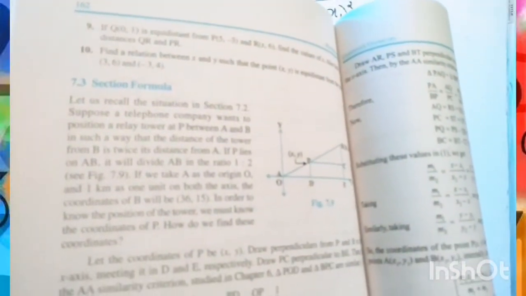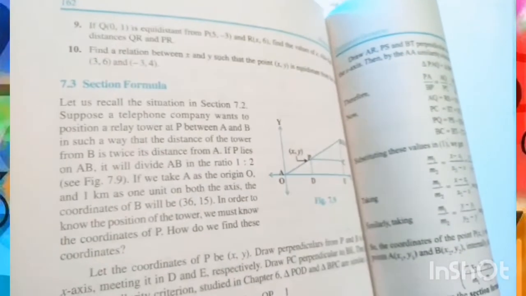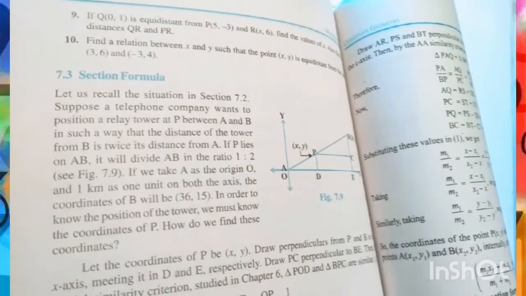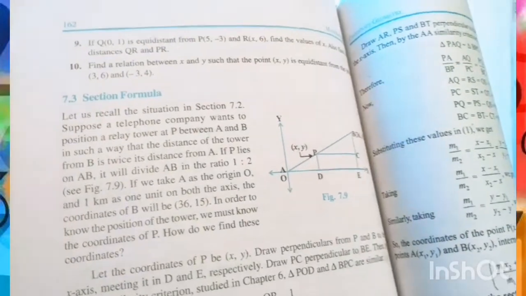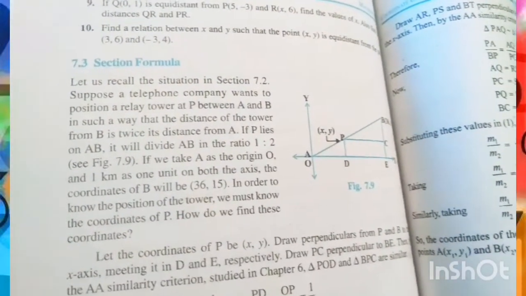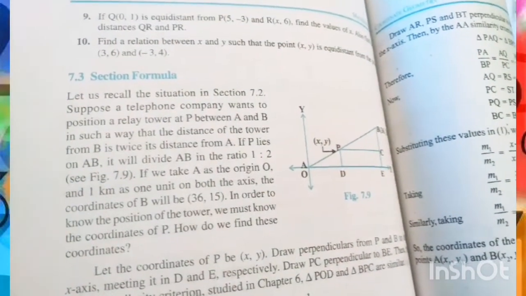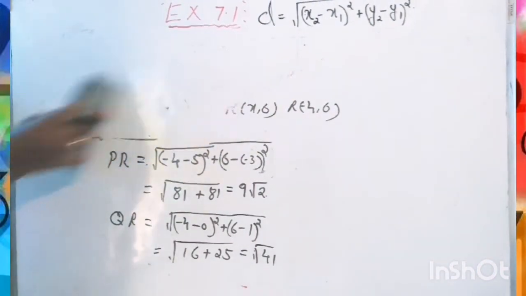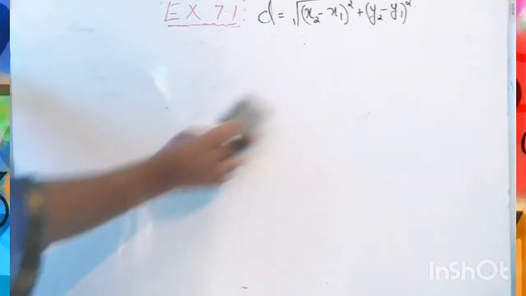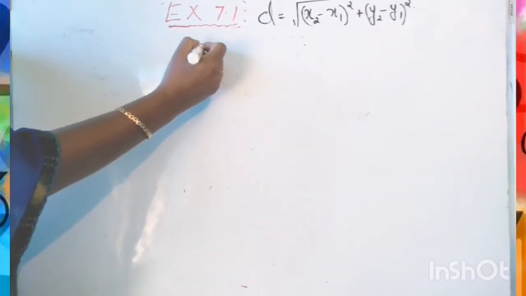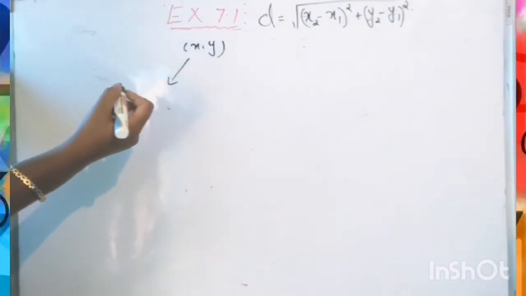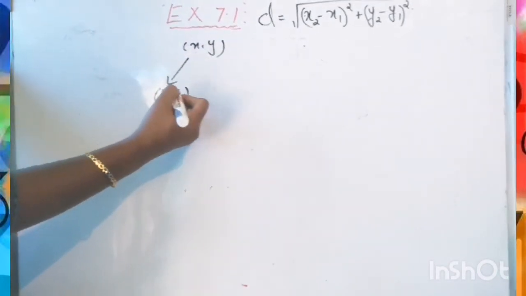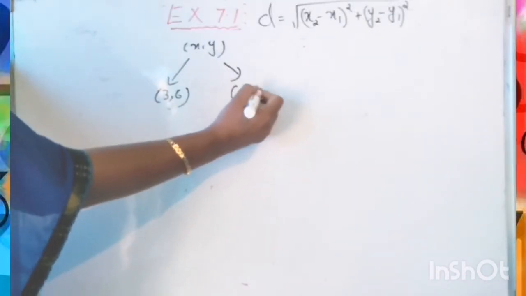10th question. Find a relation between x and y such that the ordered pair (x, y) is equidistant from the points (3, 6) and (-3, 4). We need to find the relation between x and y such that the ordered pair (x, y) is equidistant from the given points (3, 6) and (-3, 4).